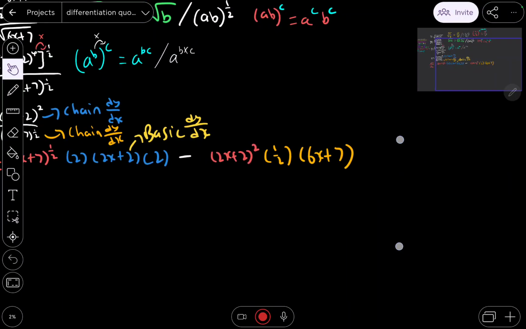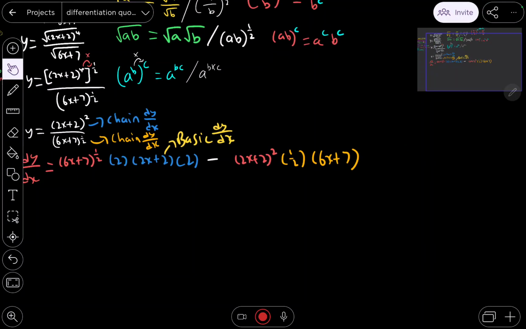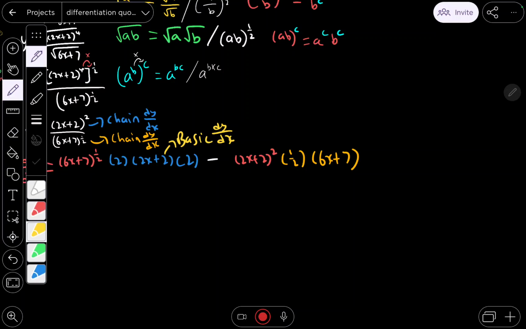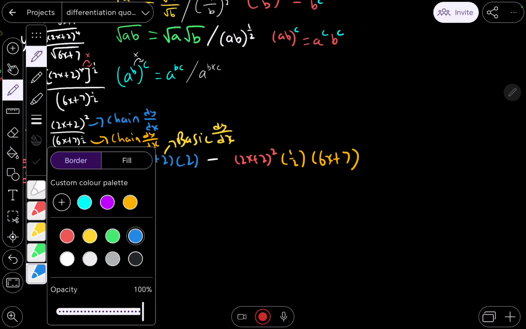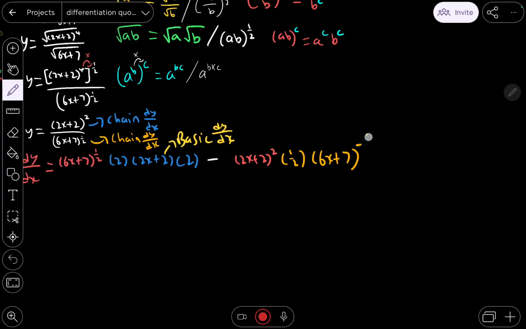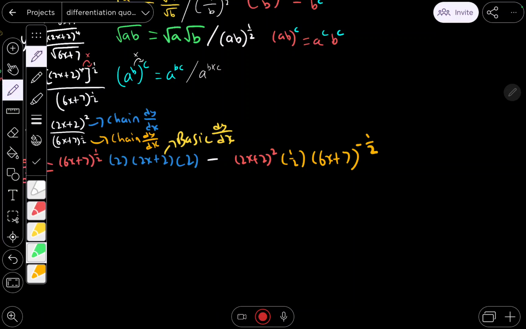So we know that it's minus 2x plus 2 squared because we copy the top and now we differentiate the bottom, which is a chain differentiation. So we know that this 6x plus 7, half minus 1 will be minus half. And then we have to differentiate the inside bracket. We know that this again is another basic differentiation. So we will just get 6, isn't it?